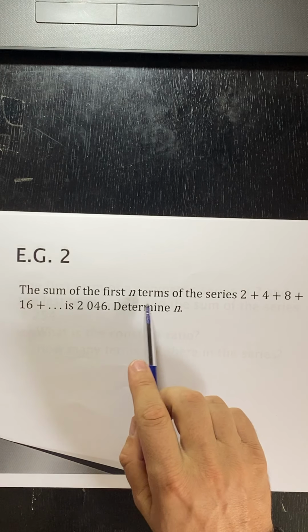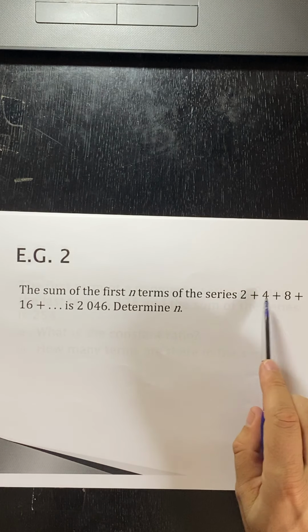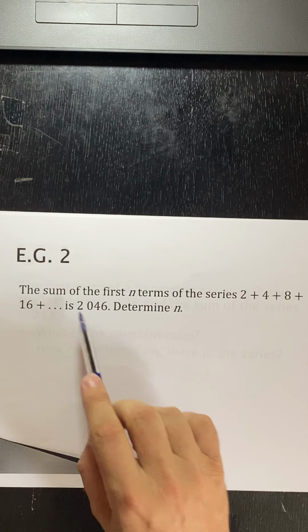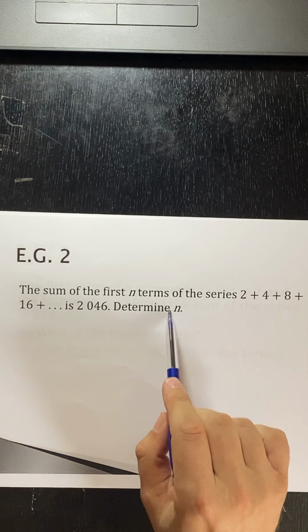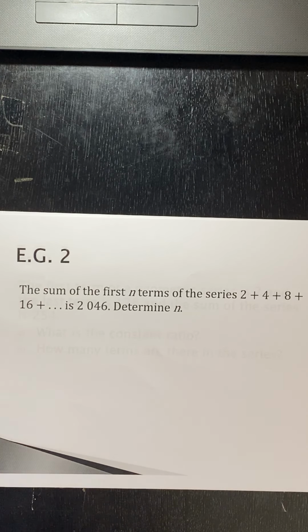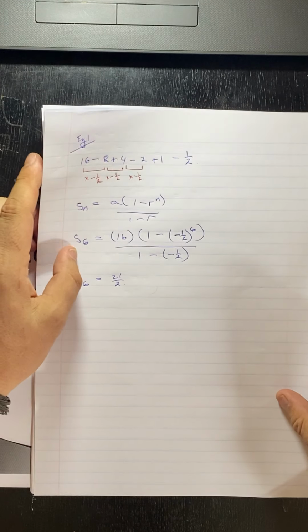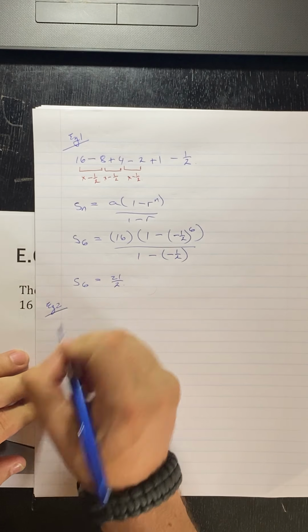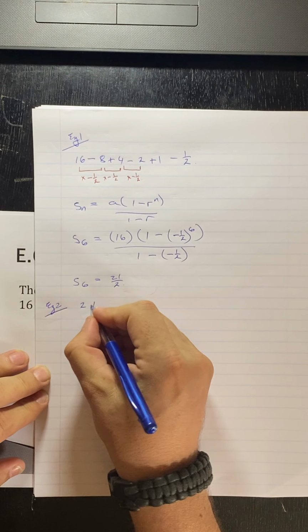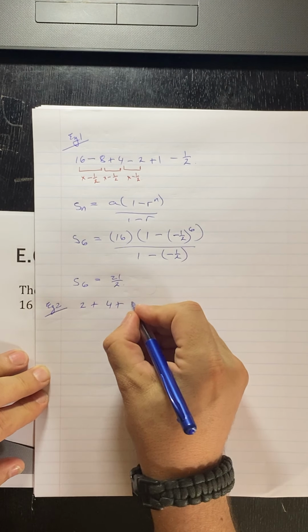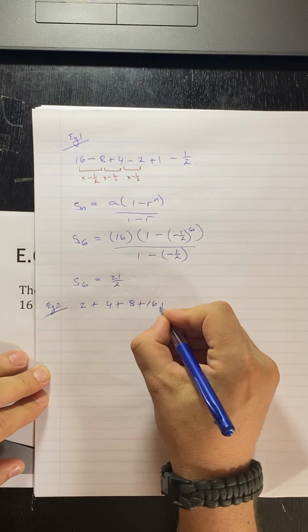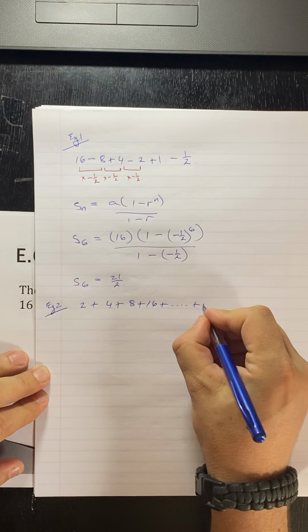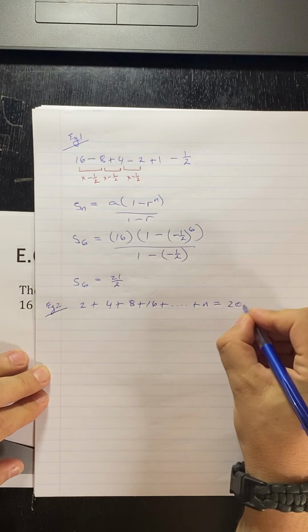If we look at example 2 now, the sum of the first n terms of the series 2 plus 4 plus 8 plus 16 plus so on is 2046. Determine n. Okay. So this is example 2. I just wanted to write it out: 2 plus 4 plus 8 plus 16 plus so on, up to n terms, equals 2046.